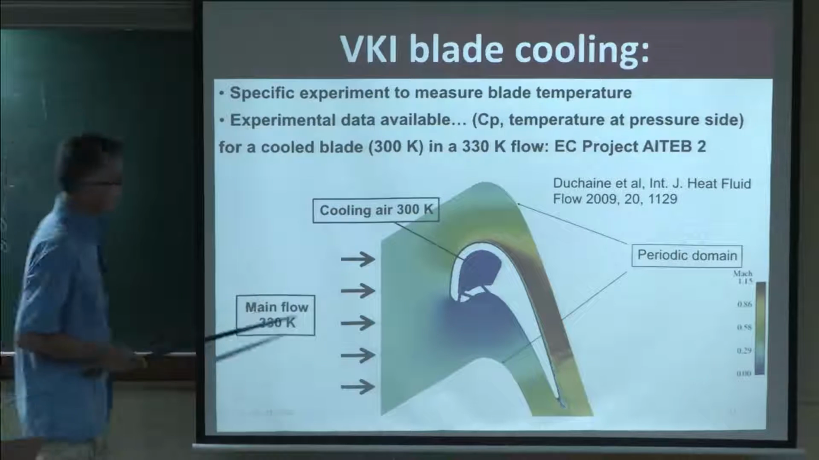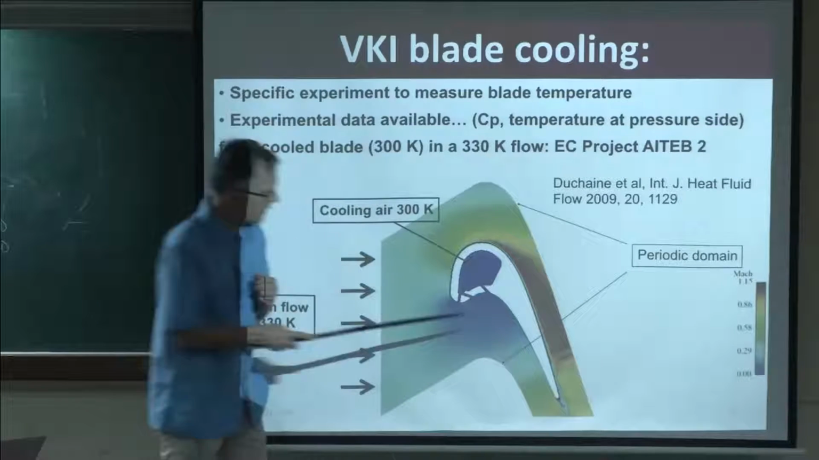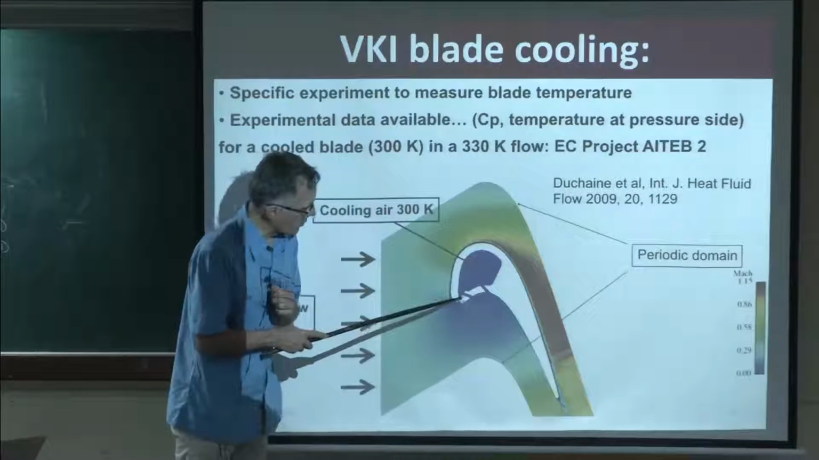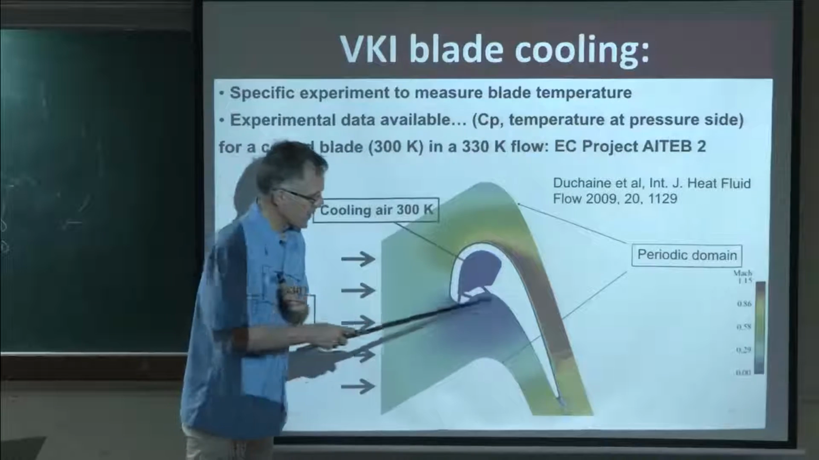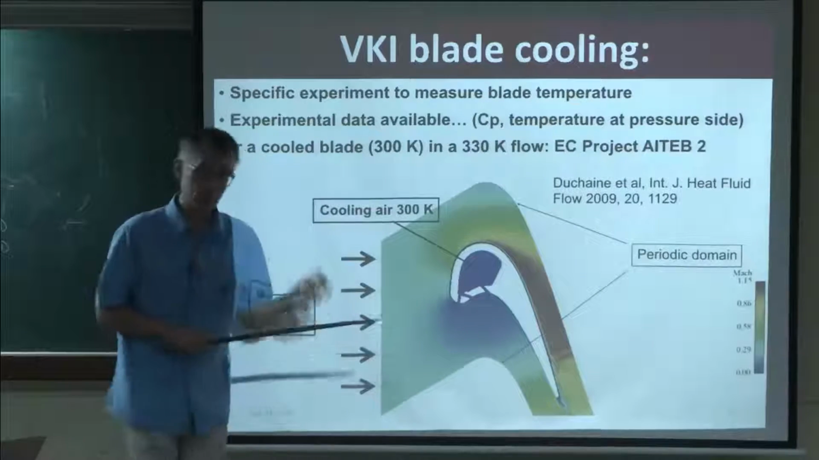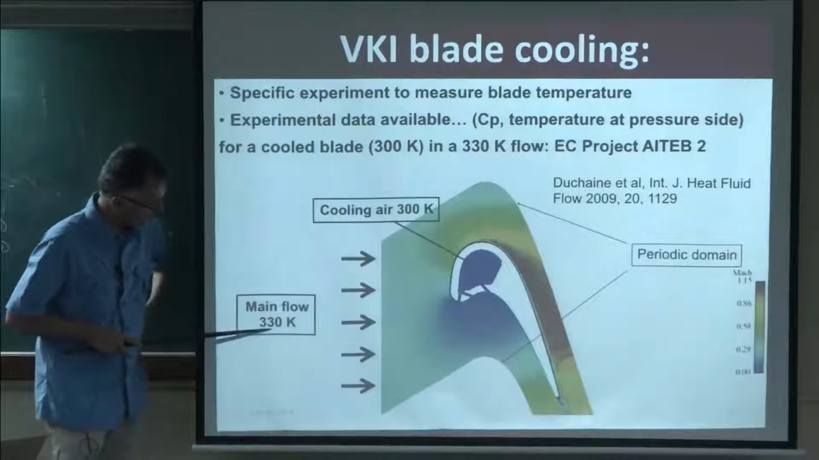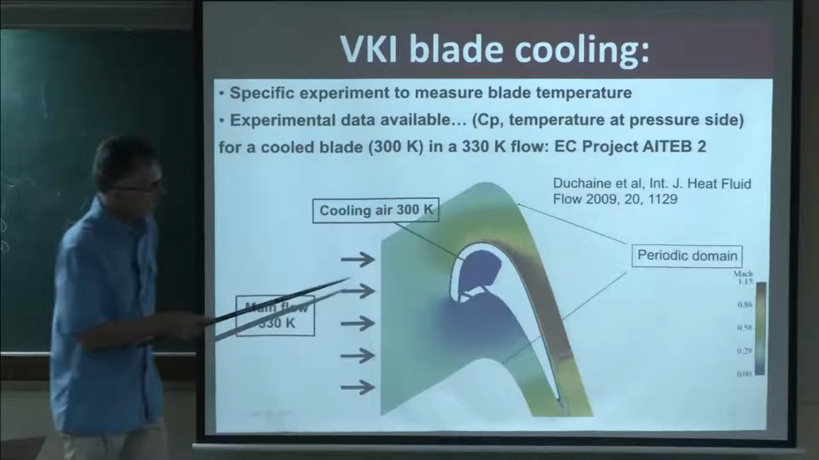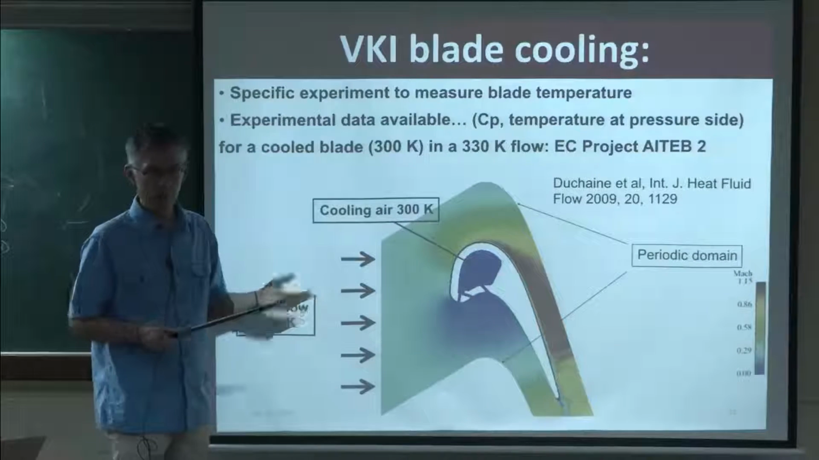So that's the famous experiment done at VKI. So that's an example of blade. As we said before, you have the blade and you need to inject cold gases here to cool it. Otherwise, this thing dies. So when you do it in the lab, you don't inject very hot gases. You inject 330 K gases here. And here you have cooling air at 300 K. And the objective is, can you compute this thing?